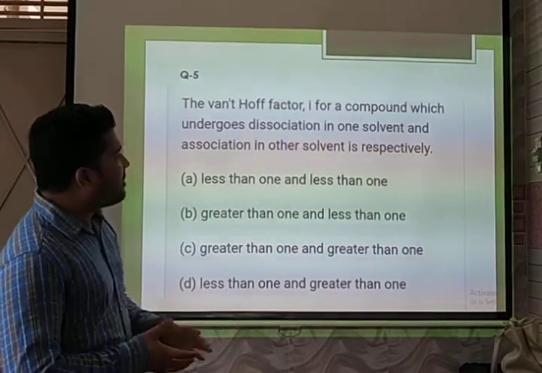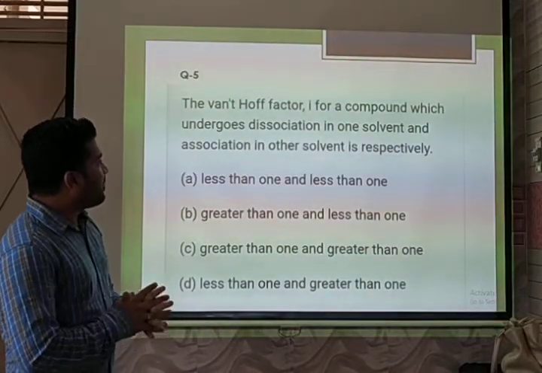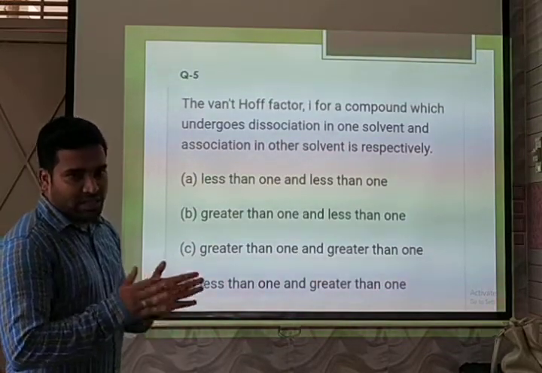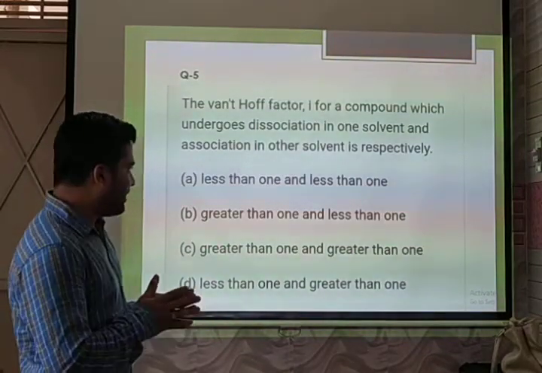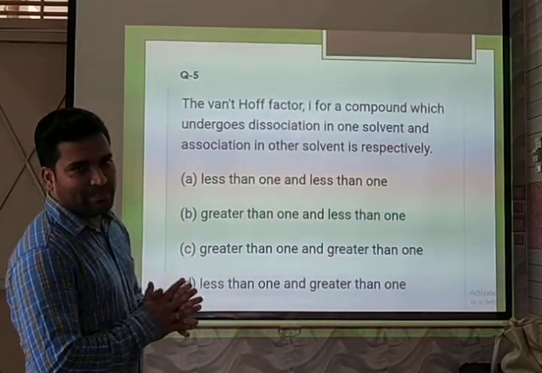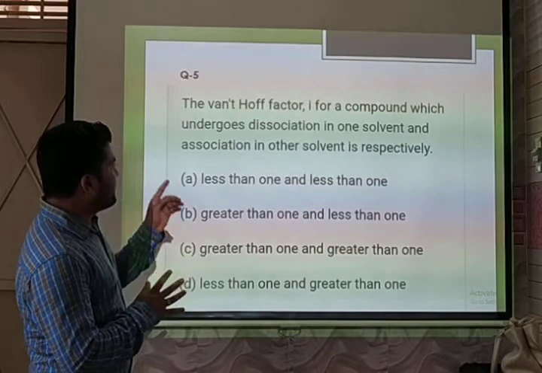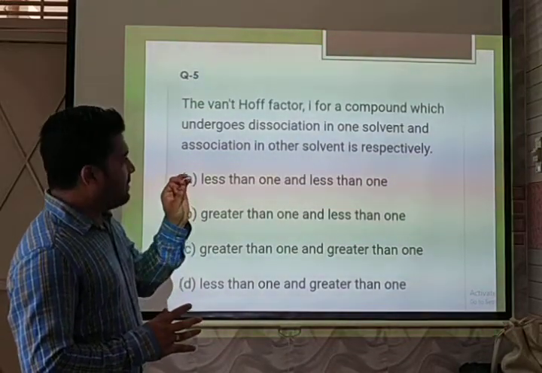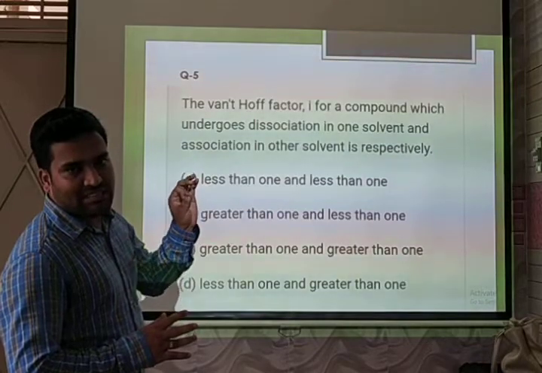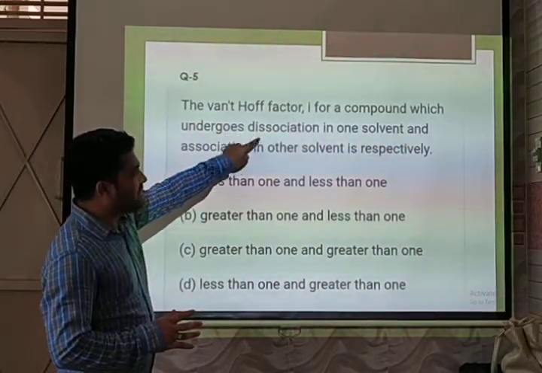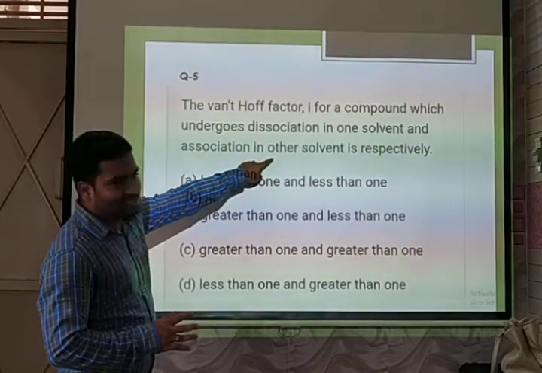Next, the Van't Hoff factor i for a compound which undergoes dissociation in one solid and association in other solid is, respectively... They have asked a question. We know i greater than 1 means dissociation. If i is less than 1, that means association. So here it is undergoing dissociation, meaning greater than 1. If it undergoes association, that is less than 1.